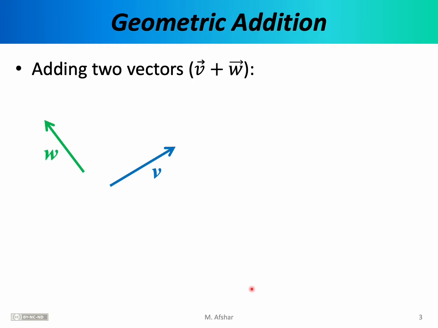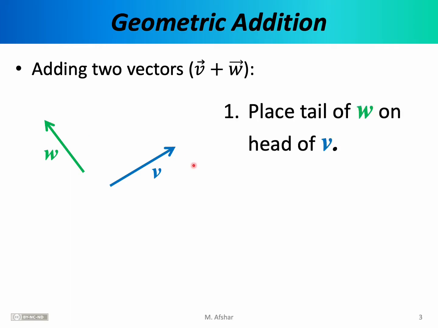Let's start with the geometric addition of two vectors. Suppose you have two vectors v and w with some random orientations and random magnitudes. What I want to do is add these two vectors together. In other words, I'd like to find a third vector which represents the sum of v and w. To add the two vectors together, we must follow a very specific recipe. The first step of the recipe says place the tail of w on the head of v.